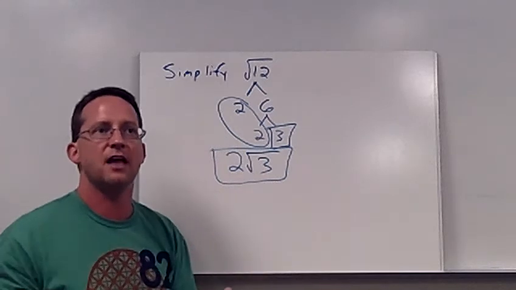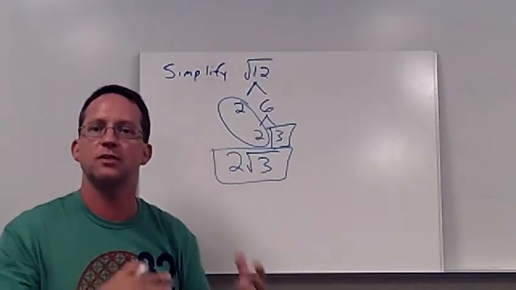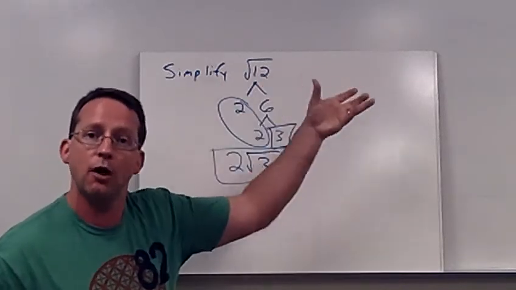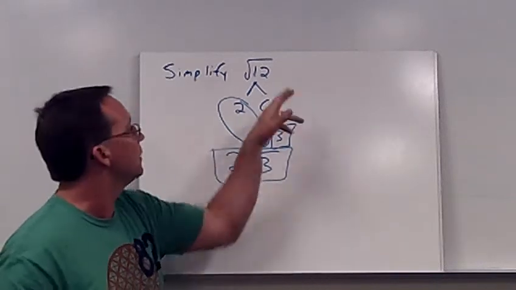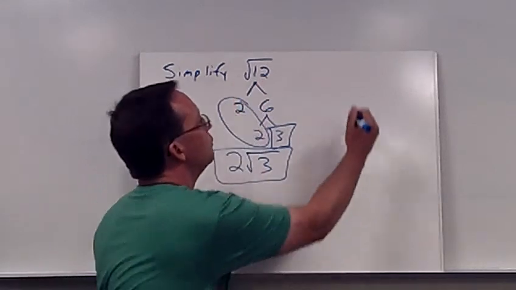You know, just like you wouldn't leave a fraction as 5 over 10, you'd reduce it down to a half. Same idea here. You wouldn't leave a square root as the square root of 12. You would break it down into 2 times the square root of 3. Now, it's possible that you broke down this square root of 12 a different way, and I'll show you that real quick.